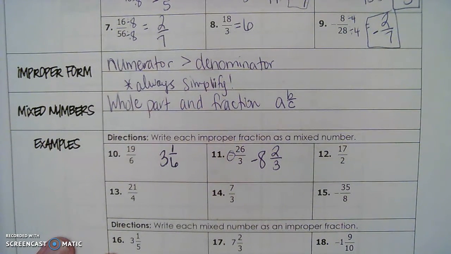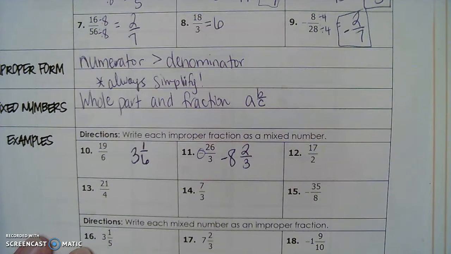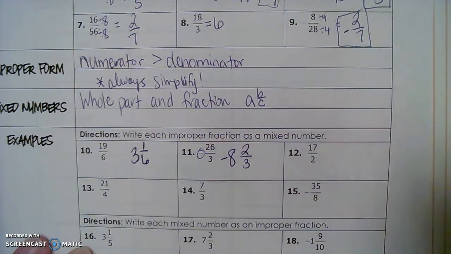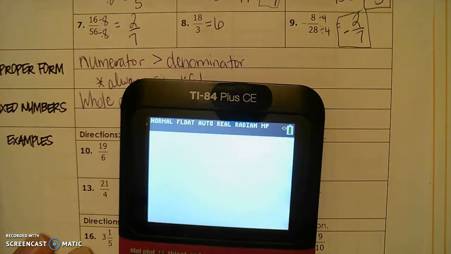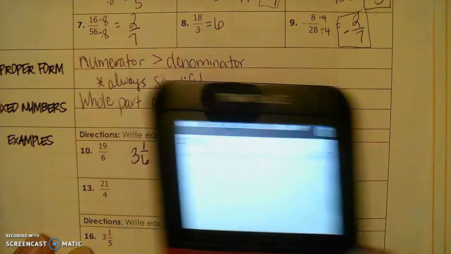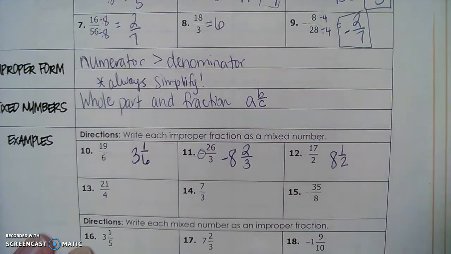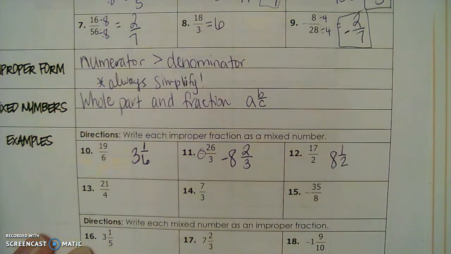You can go ahead and pause the video and try the next ones to see if you get them correct. For number 12, you need to see how many times does 2 go into 17. Again, if you're not sure, 17 divided by 2 gives you 8. Hopefully we know that the 0.5 means a half, but if not, you can do 8 times 2 to get 16, so there's 1 left out of the 17, so 8 1/2.